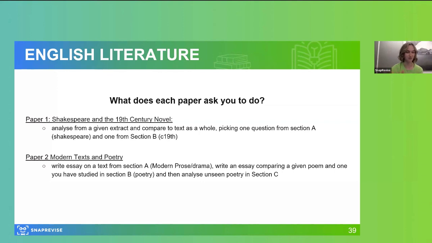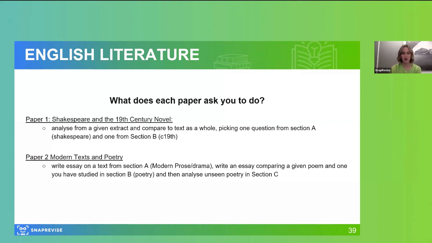And then you have your paper two, which is the modern text and poetry paper. So again, you have to write an essay on a text from section A, which is one that you've studied, so it'll be modern prose or drama. Then you have to write a comparative essay on a poem that you have studied and another one that you are given in section B, from either, what is it called? It's the power and conflict poetry or the love poetry. I think that's what it was. And then in section C, you have to analyze an unseen poem.